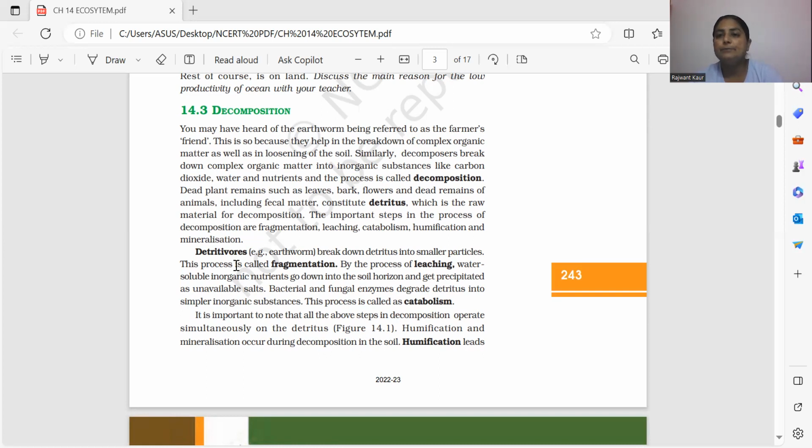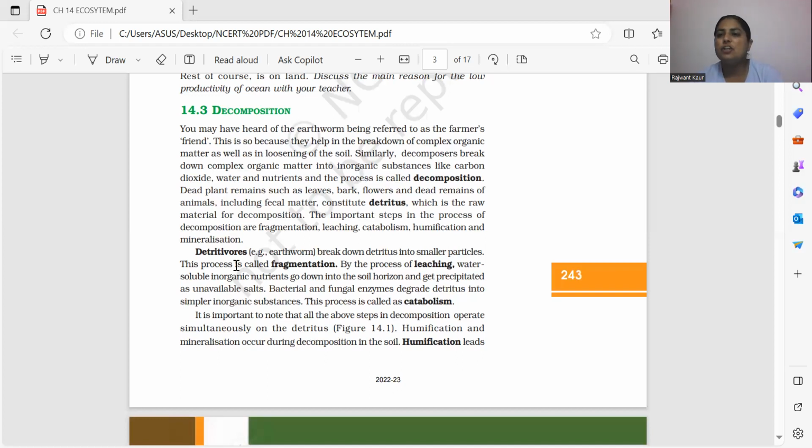Then after the fragmentation, a process is there which is known as leaching. So here what happens? Among the inorganic matter, certain water soluble nutrients are there. These water soluble nutrients finally settle down and get accumulated in the deeper zones of the soil, and here they get precipitated in the form of unavailable salts.